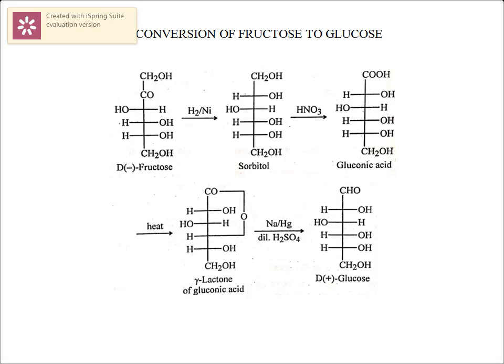Again, fructose on reduction, we get sorbitol. Now sorbitol on oxidation with HNO3, the terminal CH2OH becomes COOH group, gluconic acid. Gluconic acid on heating, you get gamma lactone of gluconic acid, which on reduction with sodium amalgam, you get D-plus-glucose.